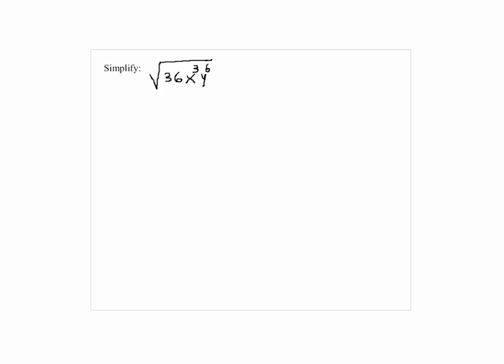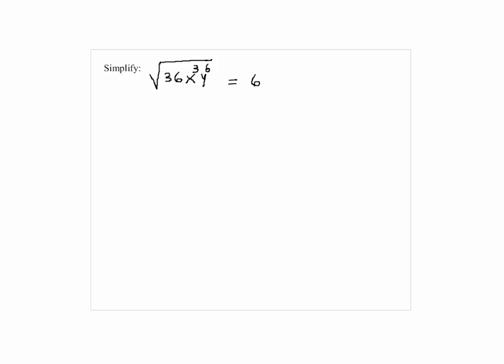All right, simplify. How would you simplify this? Oh, okay. I do the square root of 36, which is 6, and then I bring down x cubed and y to this part.